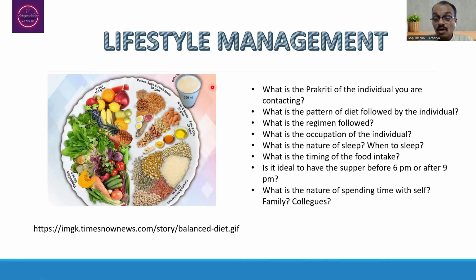What is the nature of spending time with the self, whether he is watching movies or listening to music or reading books, etc., or how he is spending time with the family. He is considered to be a traveler a lot, or how he spends time with colleagues, whether he always has a quarrelsome attitude, or a superior attitude or inferior attitude. All these are helpful in determining the lifestyle of an individual. And this can be managed if you know about the fundamentals of Roga Nidana clearly.